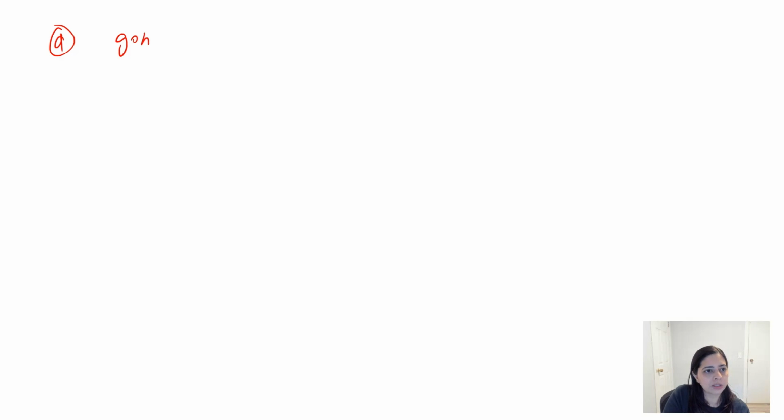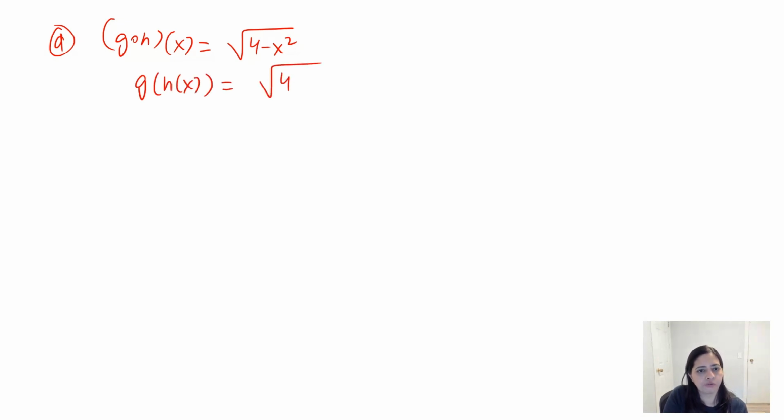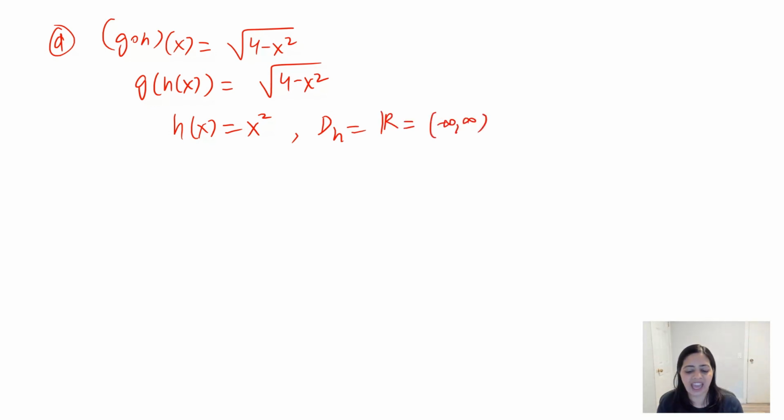Now you can pause the video and try doing that yourself, and then validate your answers later. G of H is the square root of 4 minus x squared. So G of H of x is the square root of 4 minus x squared. Now the inner function is H of x, which is x squared. We know the domain of that is all reals, negative infinity to infinity, so it won't affect anything. That means whatever you get as the domain of this function would be the final answer.